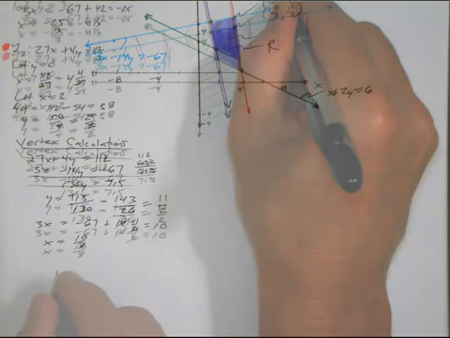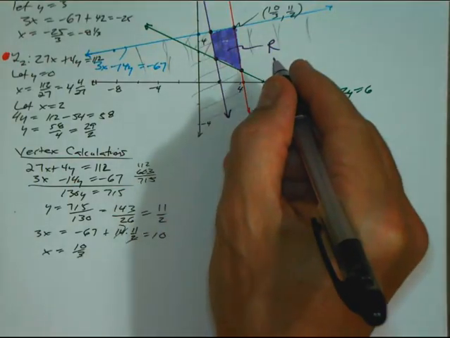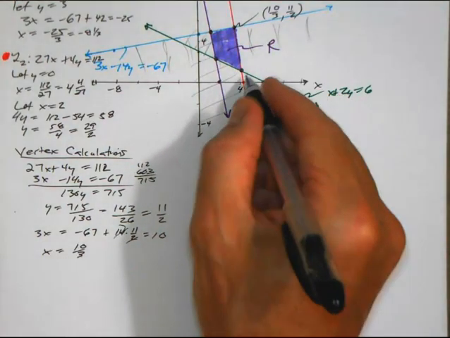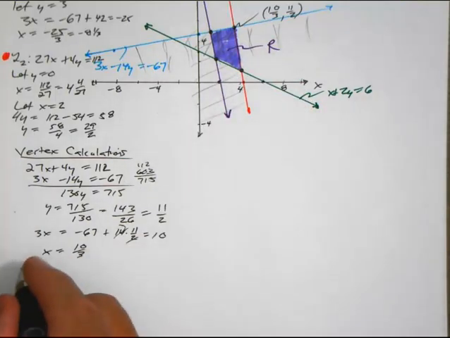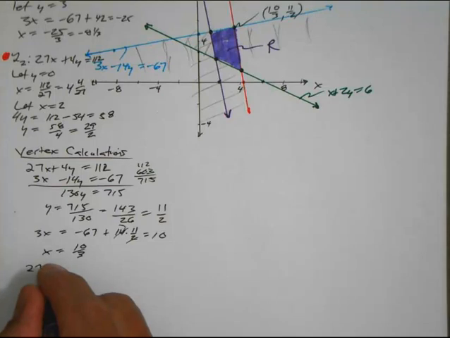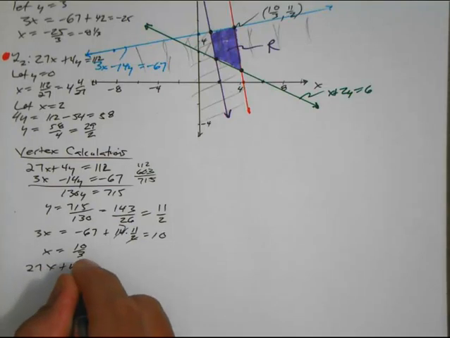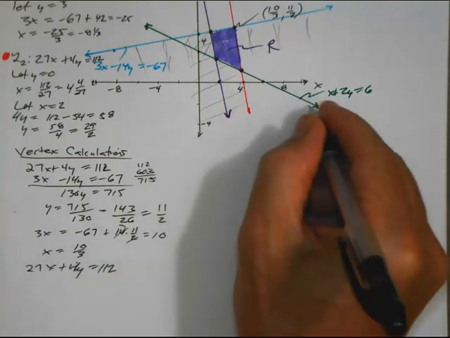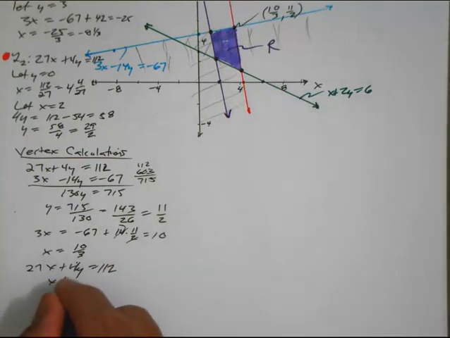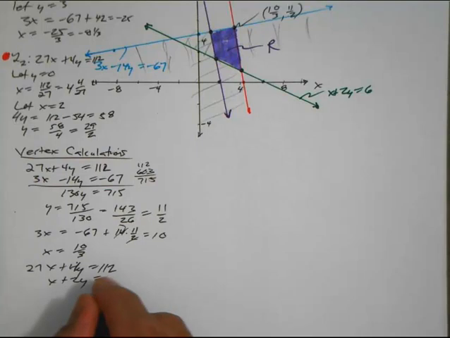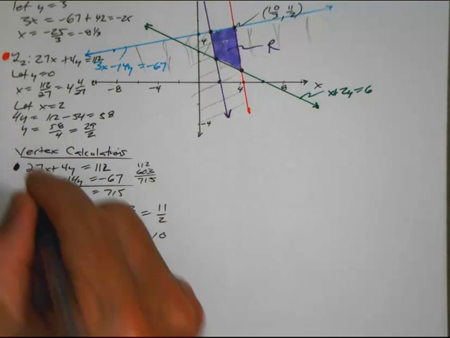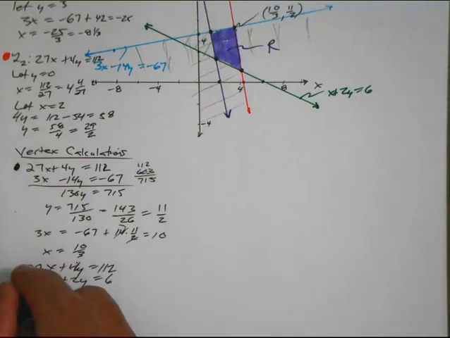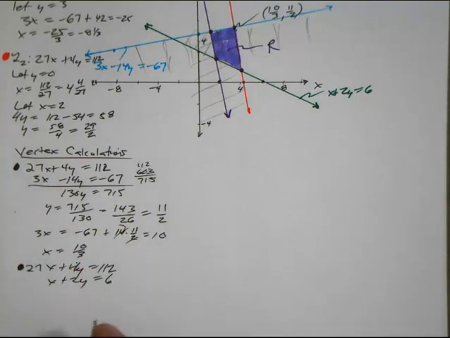11 halves. Let's go into another vertex. Let's say this here, green line and red line. Okay, red line, 27x plus 4y equaling 112. Green line, x plus 2y equaling 6. By the way, let me put some bullets here so that it's organized. I want your solutions to be kind of clear.